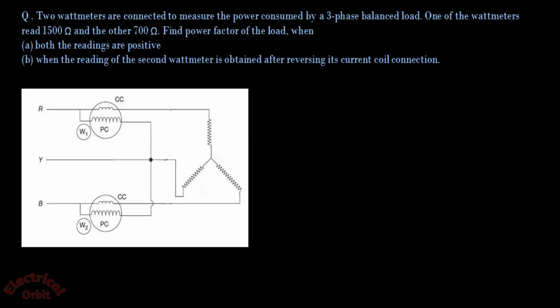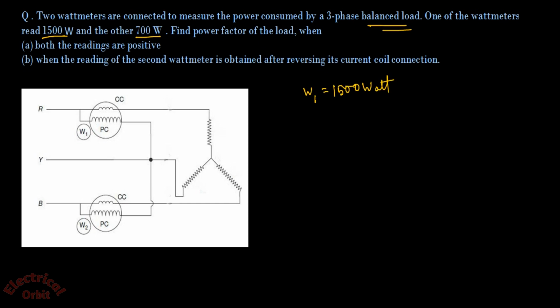Two wattmeters are connected to measure a power consumed by three-phase balanced load. One of the wattmeter reads 1500 watt, another wattmeter reads 700 watt. So suppose let us take W1 reads 1500 watt and W2 reads 700 watt. When both the readings are positive, then find the power factor of the load.